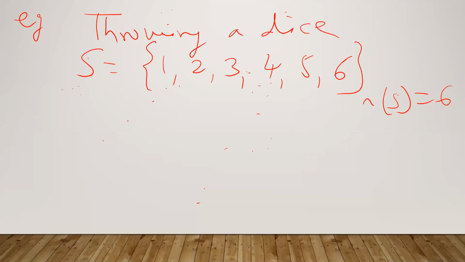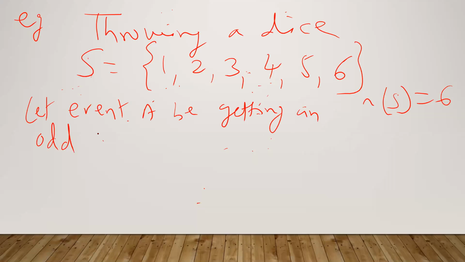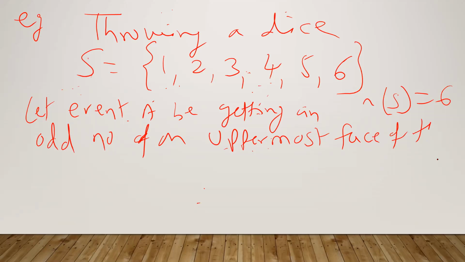Now, I define a set A as an event. In throwing a dice, let my event A be getting an odd number, that is, getting an odd number on the uppermost face of the dice. What is the odd number meaning? The number which is not divisible by 2. That is an odd number. So what is my event here? When I throw a dice, if I get an odd number, I say that my event has occurred.